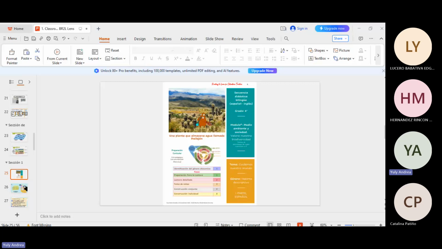This is a descriptive report, and the first part is in Spanish. So I will present these texts in Spanish first, and I will follow all the steps that are proposed by the bilingual reading to learn, which are these ones: preparación para la lectura, lectura detallada, toma de notas, construcción conjunta y construcción individual. So everything is in here. I can share this with you if you want.